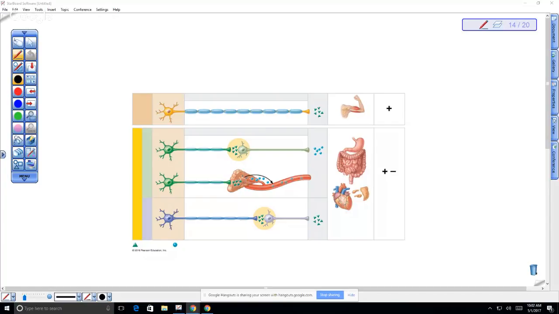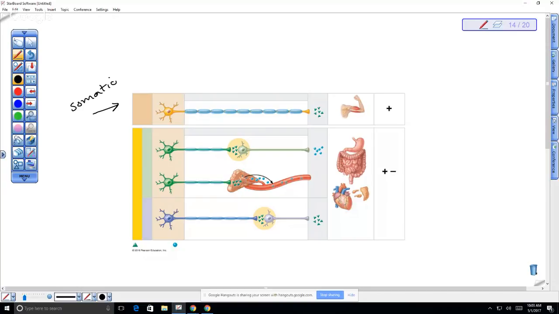So this was the diagram that we explored in class last week. And so I thought that it would be good for you to review it by labeling it, and we're going to label it together. And so remember that the top one is somatic. So this would be the somatic division.